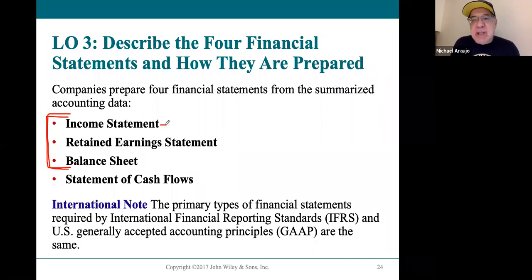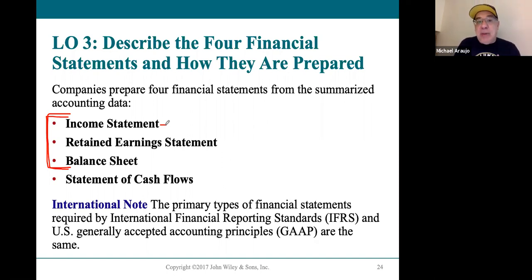So income statements are prepared every month. They're prepared every 3 months. We call a 3-month period a quarter because it's a quarter of a year, 25% of a year. And then the annual statement at the end of a 12-month period of time. So income statements are extremely important, and they're the very, very first financial statement that's done.